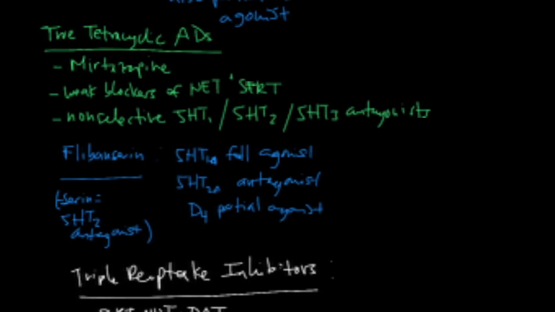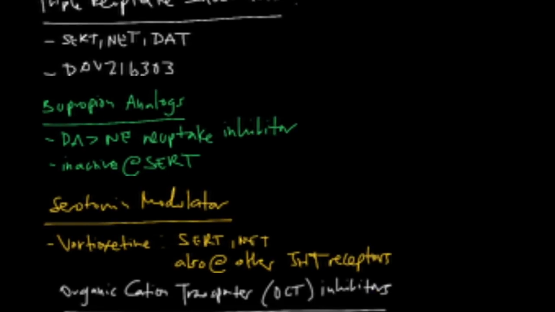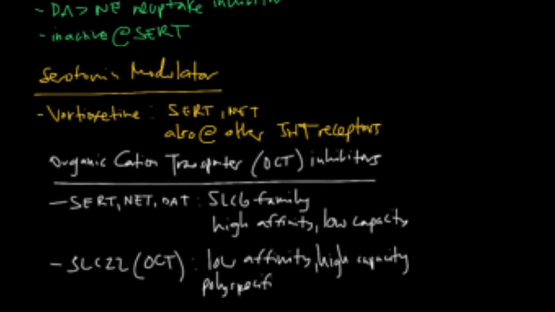Your triple reuptake inhibitors act at all three neurotransmitter transporters: SERT, NET, and DAT. This includes DOV216303. Bupropion analogs act more on dopamine than norepinephrine reuptake, and they're inactive at SERT. Serotonin modulators include vortioxetine, which acts on SERT and NET, and also at other 5-HT receptors.